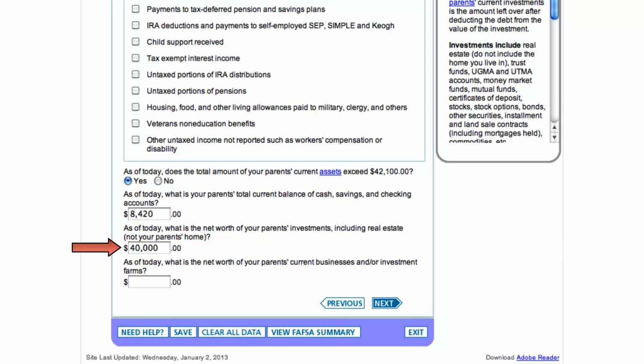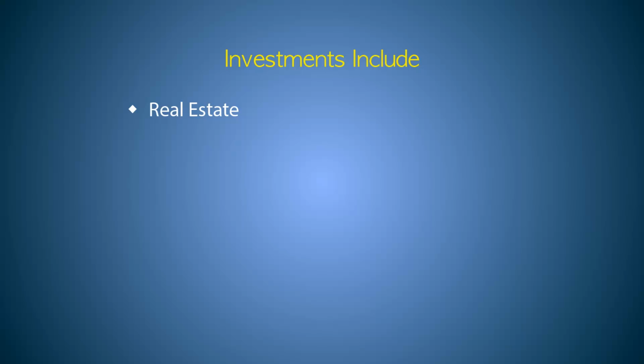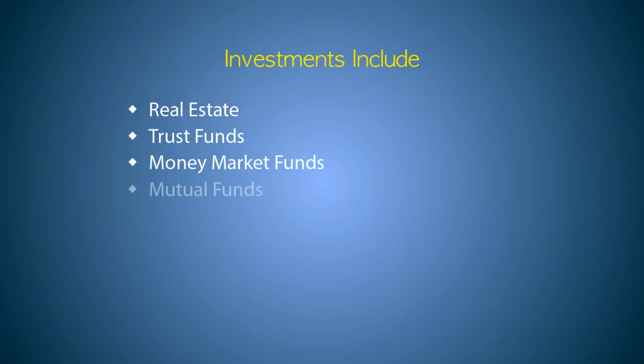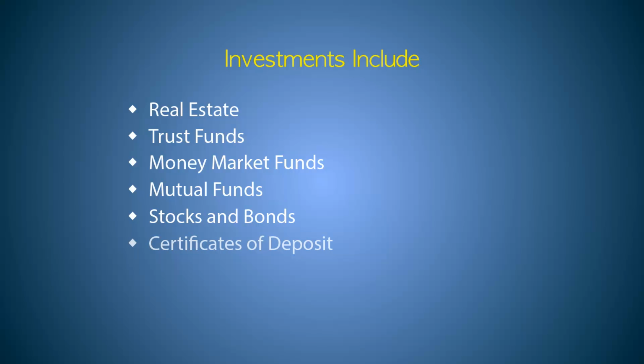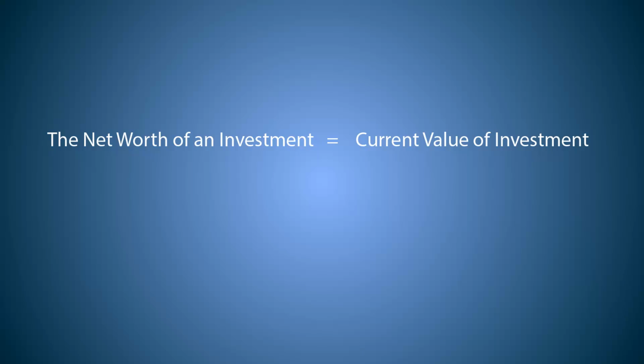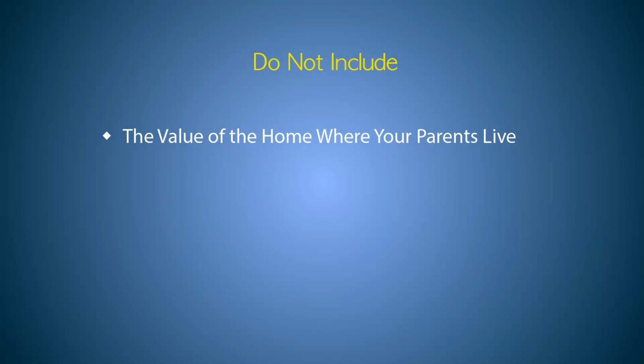This next question asks for the net worth of your parents' current investments. Investments include any real estate owned other than the home in which your parents live, trust funds, money market funds, mutual funds, stocks and bonds, and CDs. Parent investments also include education savings accounts such as Coverdell and 529 college savings plans, even if it's under the student's name. The net worth of an investment is the current value of the investment minus the related debt. For example, the net worth of a rental property is the current market value minus the mortgage. Do not include the value of the home in which your parents live, life insurance, or qualified retirement plans.